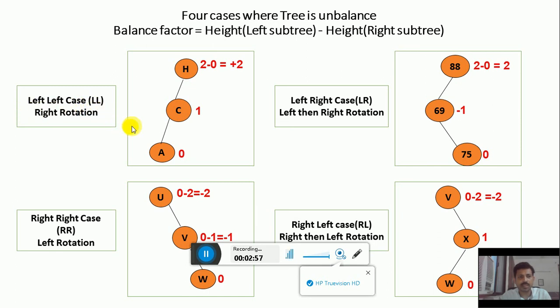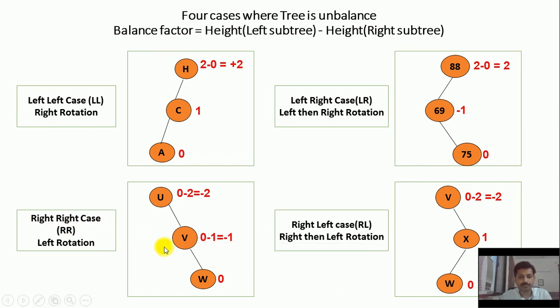So here at node H, the balance factor is positive 2. So we have to perform a right rotation. For positive numbers we have to perform right rotation, and for negative numbers we have to perform left rotation. And this is the second case, right case. Here we can see that V is a child of U and W is a child of V. So this is the right case.